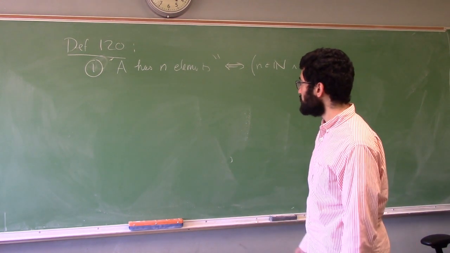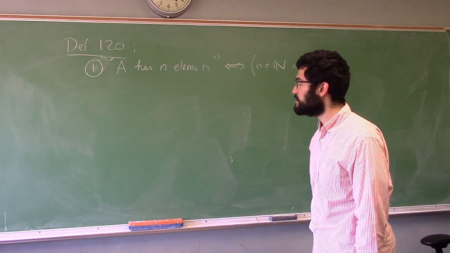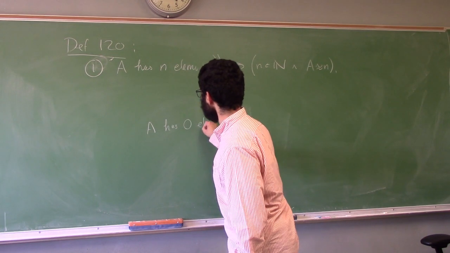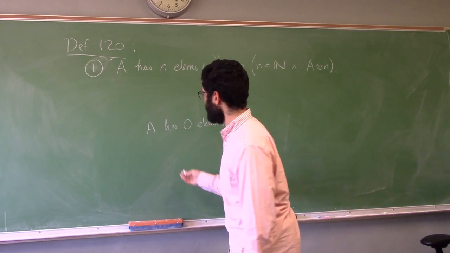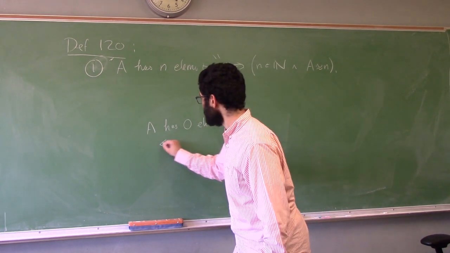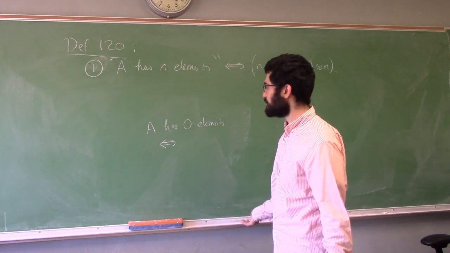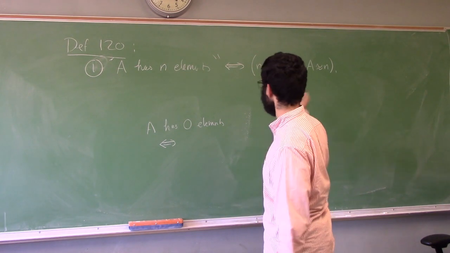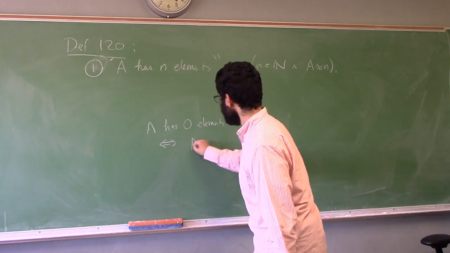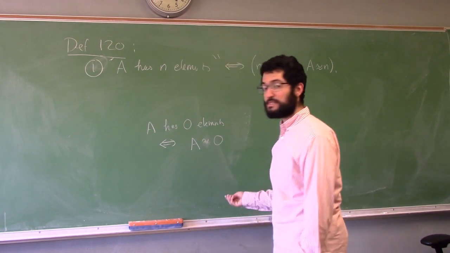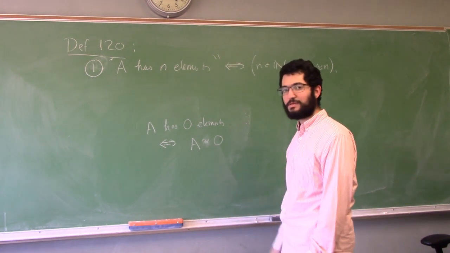Yeah, so if I say A has 0 elements, for example, then what does that mean? That means 0 is a natural number. Well, that's true, so I don't need to say that. What it really means is A is in bijection with 0, meaning there exists a bijection between A and 0.